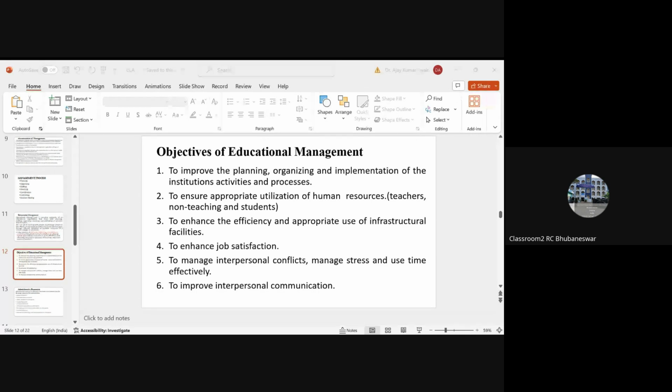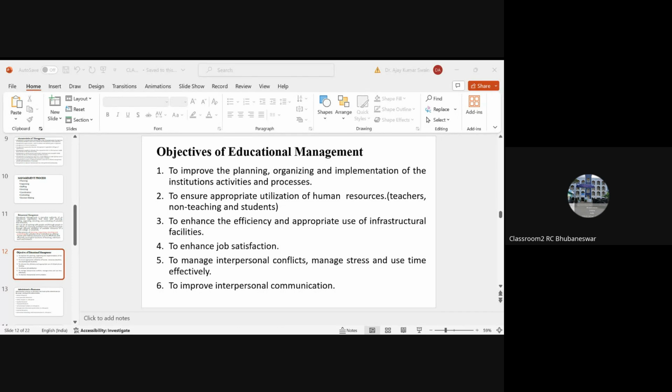So improve the plan and organization and also implementation of various activities and processes as per the need of the time, need of the hour. By the influence of science and technology, everything has to be improved. Very good. Thank you. Come to the second point.